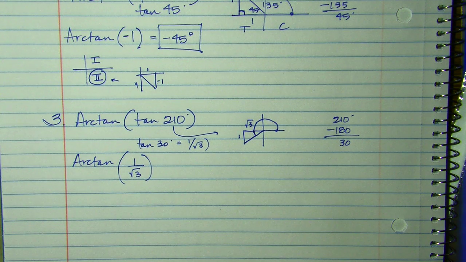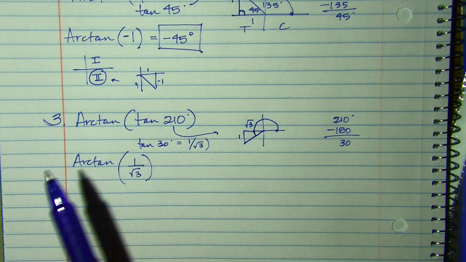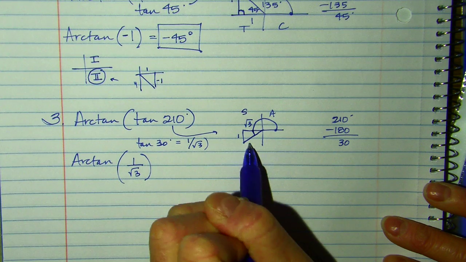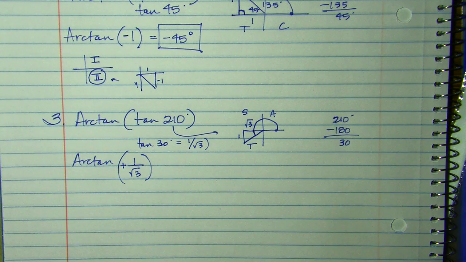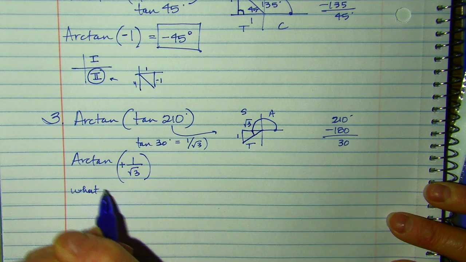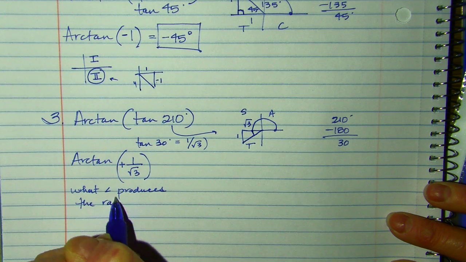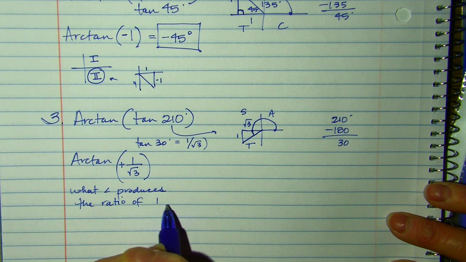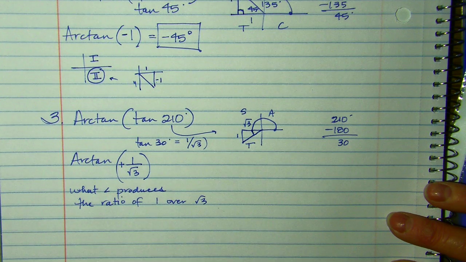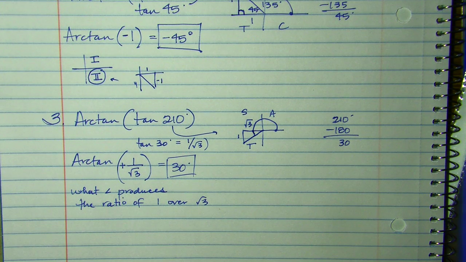So I have evaluated the center. I have replaced the tangent of 210 with the tangent of 30. Now what we have to talk about is if it's positive or negative here. All students take. So this is positive. So now this is asking what angle produces the ratio of 1 over root 3. And the answer is 30 degrees. Phew.